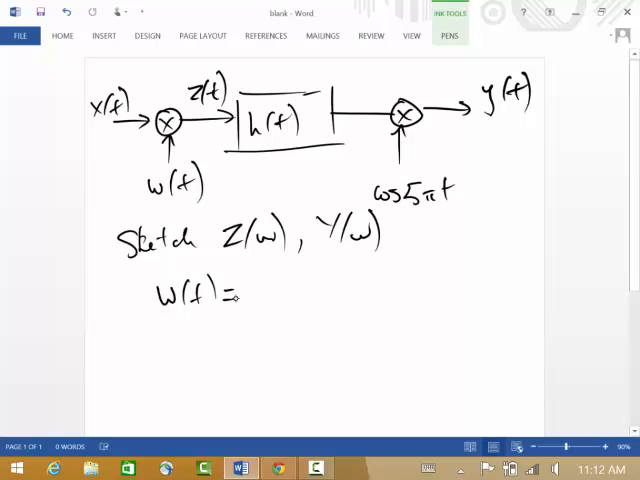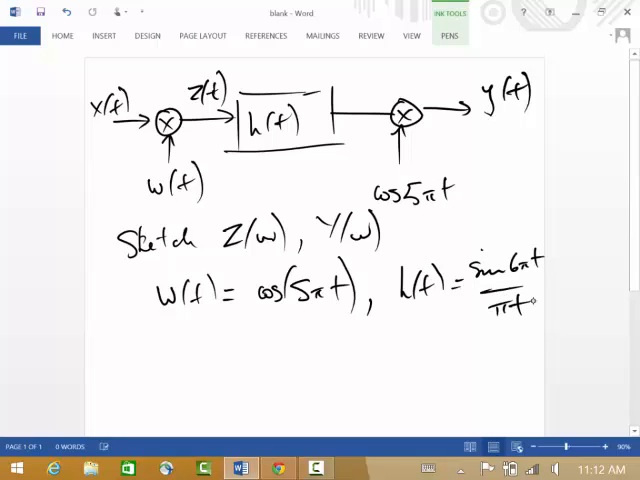They tell us, first of all, W of t is cos 5 pi t. H of t is sine 6 pi t over pi t. Is that all I need to know? Oh, and they... What?